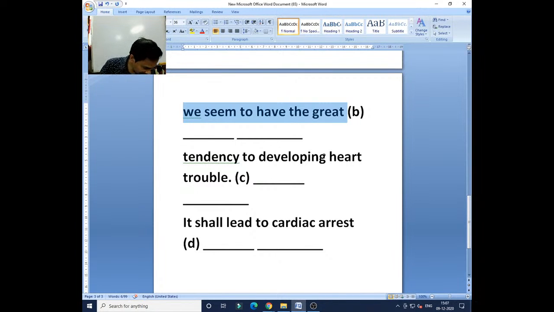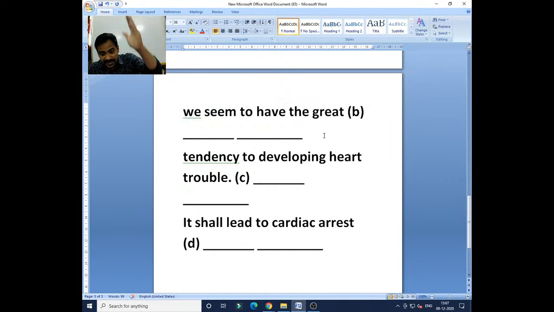Did you understand? Yes, Riddhi, you are correct. Now, Shubham, yes, it should be an article. We seem to have a great tendency. We seem to have the greatest tendency. No, okay. Sometimes you can change the adjective, and sometimes you need to alter the article. So here there is some problem with the article form, and we'll simply replace it with a. We seem to have a great tendency to developing heart trouble.